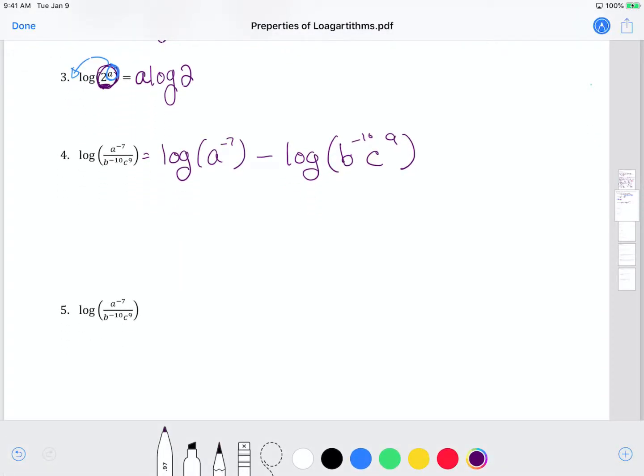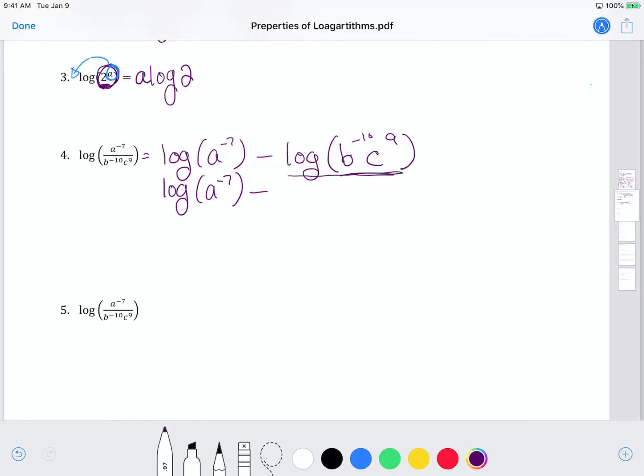Okay, now the next step after you do your division, you want to do multiplication. So I'm going to split this up. Now here's where it gets tricky. It's not hard, but it's easy to miss this step, especially if you're rushing through. So I'm just going to carry down the log a to the negative 7 minus.